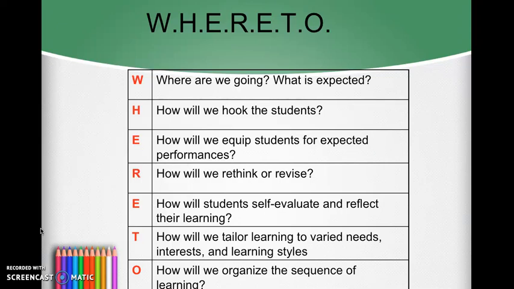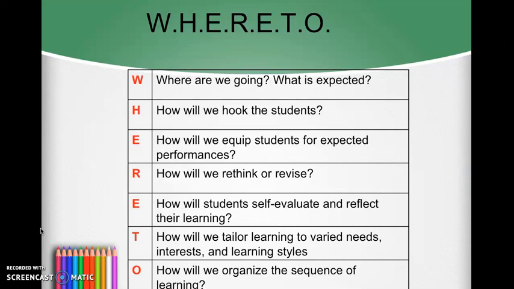The second E talks about students self-evaluating and being reflective in their own learning. That can be done in a multitude of ways. That can be done through peer evaluations. That can be done through students filling out a rubric, teacher filling out a rubric, having a conversation. Students becoming reflective learners is equally as important to teachers being reflective teachers.